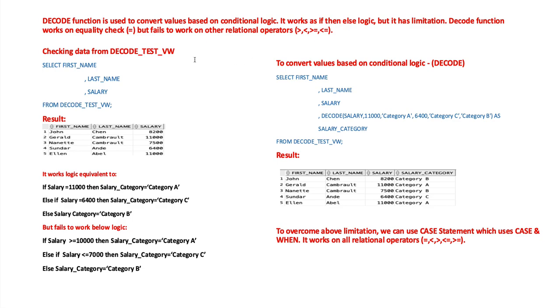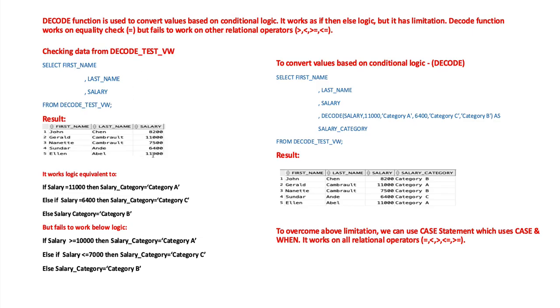We have given one view. Its name is decode test view. Let me check data first. I am selecting first name, last name, salary from decode test view. When I run this code, it will display result as below. It has 5 records and 3 columns, where columns are first name, last name, salary as I selected.